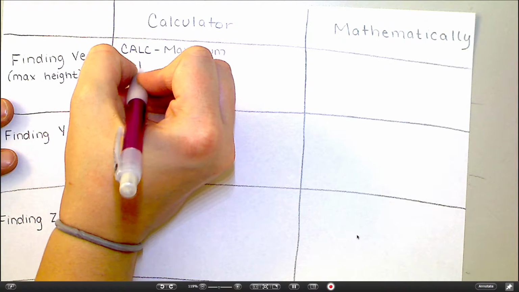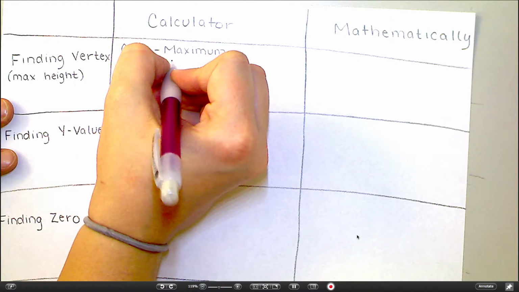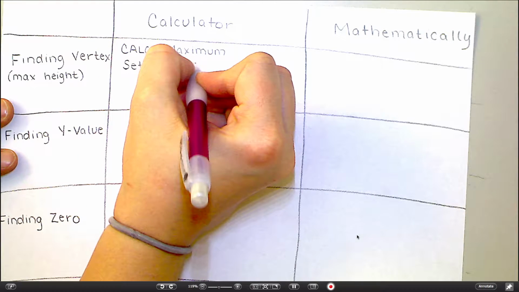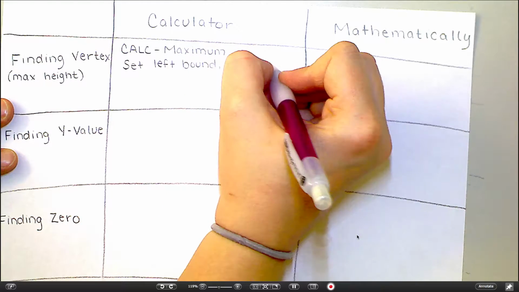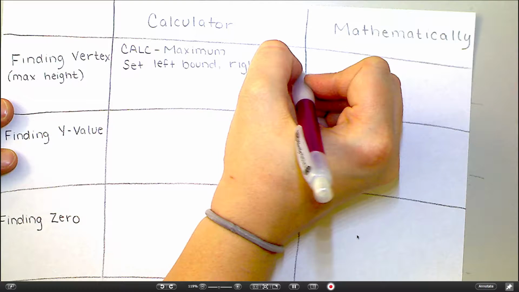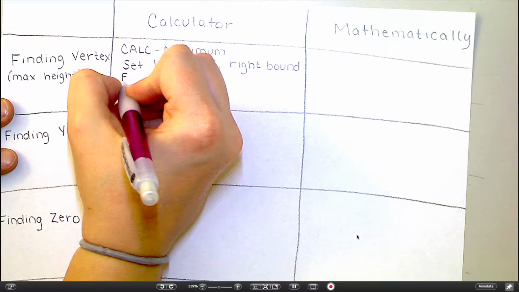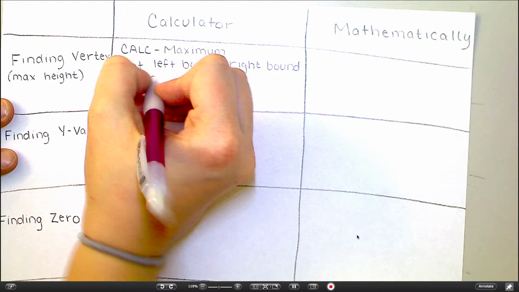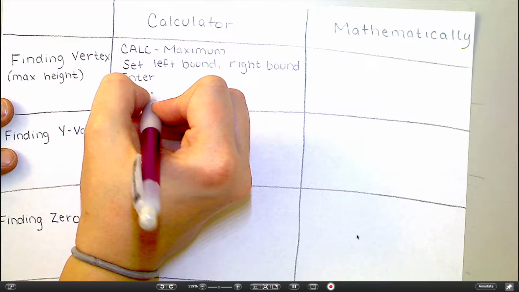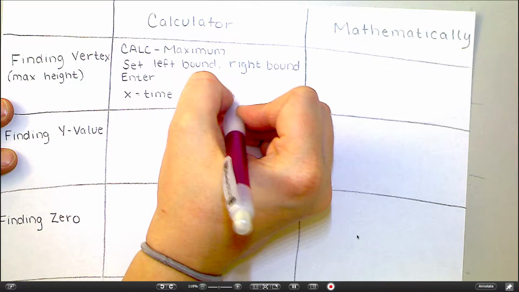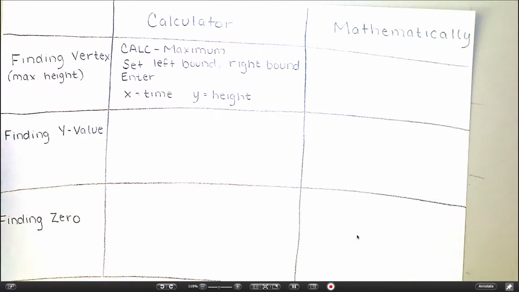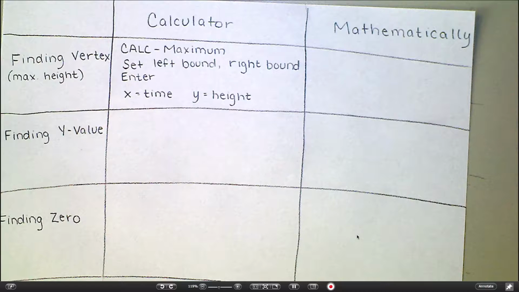It's going to ask you to set your left bound, and I know this doesn't make sense yet, but set your left bound and your right bound. Hit enter, and it's going to give you a coordinate. Remember, x is time, y is height. Okay. So write that down, then we'll talk through those steps. And as we're talking through the steps, if there's anything you want to add to your notes, you can.